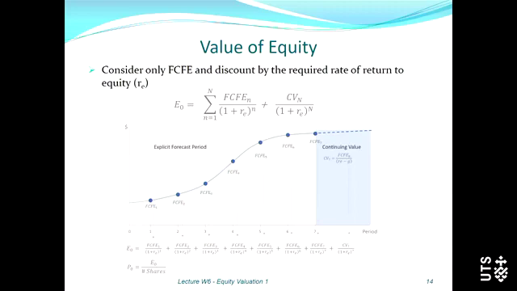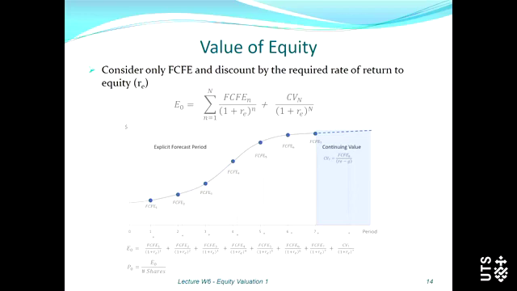So this formula incorporates all three elements: cash flows for the explicit forecast period, continuing value, because we are valuing the firm as a going concern, and the expected rate of return. Value of equity, cash flows to equity, expected return by equity holders. Those are the three building blocks for this valuation.